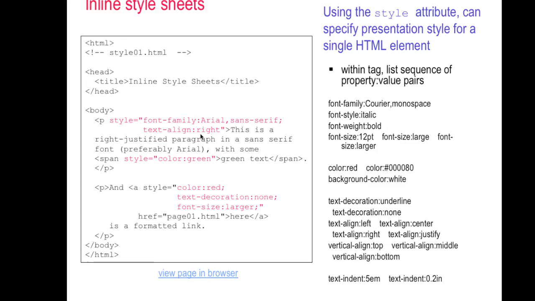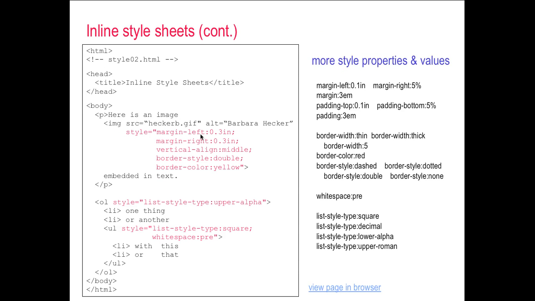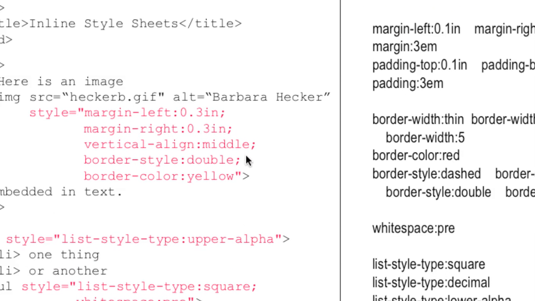It is good if you have one little piece here and you just want to make it italic or something, or you want to apply something inconsistently, then you're going to use the inline technique. Here's more style properties to further the example a little bit more, where we're going to take the style here for the image, and here's actually an example of putting in the value of 0.3 inches. IN is the abbreviation.